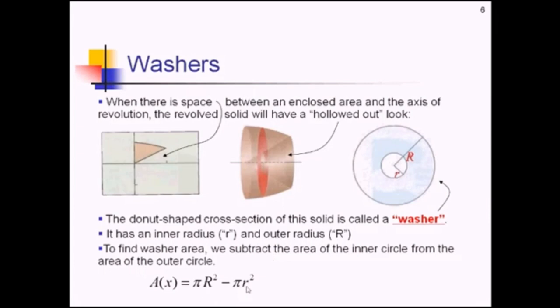But in practice, we don't like writing pi too many times, so we usually factor out this pi and write this as pi times big R squared minus little r squared. So this right here is our formula we're going to be using to start things off on all problems that have this space between our bounded region and the axis.